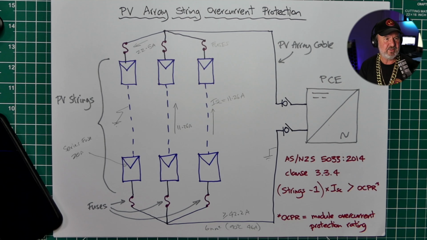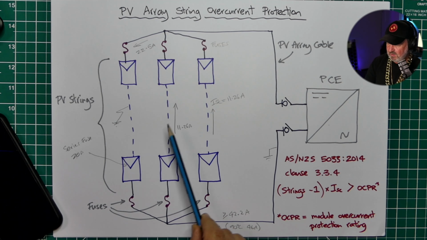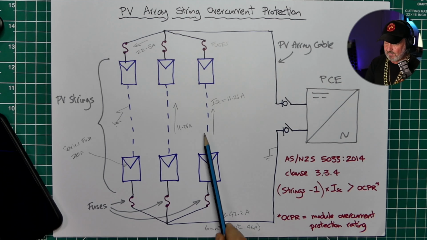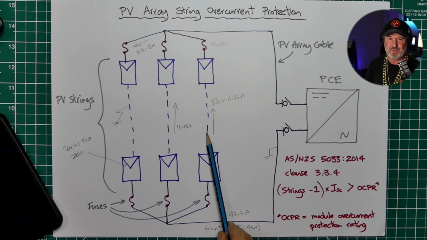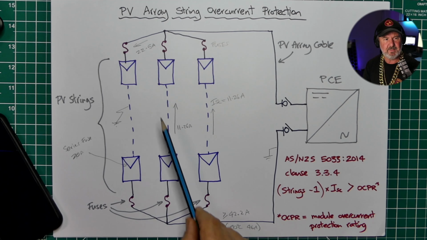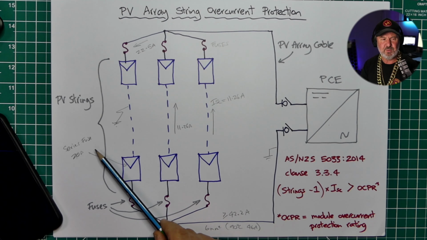So coming back to the string overcurrent protection requirements, we triggered it because our series fuse rating of 20 amps was less than N-1 times the short circuit current, N being the number of strings in parallel. That means there's 3 strings in parallel. We subtract 1 because the faulty one doesn't contribute to its own demise. That means we've got 2 strings in parallel. 2 times 11.26 amps is 22.5, and that's greater than what the module can withstand. So the thermal overload condition of maximum 20 amps on the module has been exceeded, and therefore we need to put in string overcurrent protection.